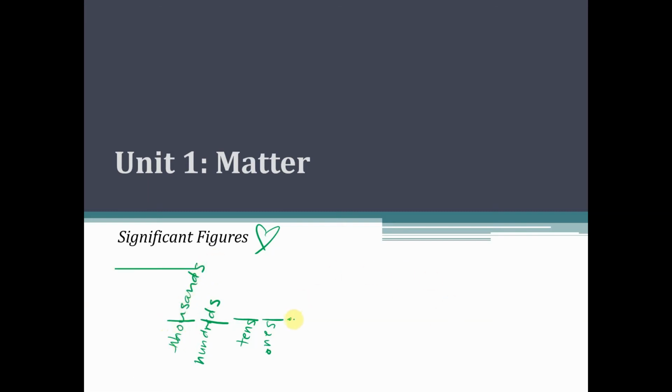And then out to the right from your decimal point, that first space is the tenths with a TH. The next space is the hundredths. The next is the thousandths. And so on. Remember, there is no one-ths place.